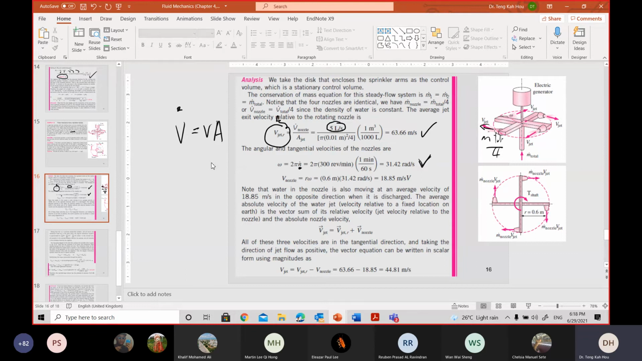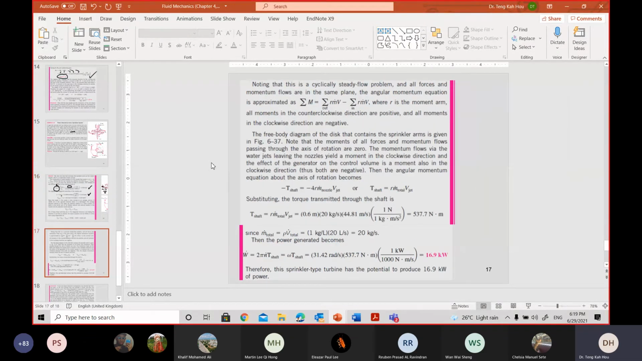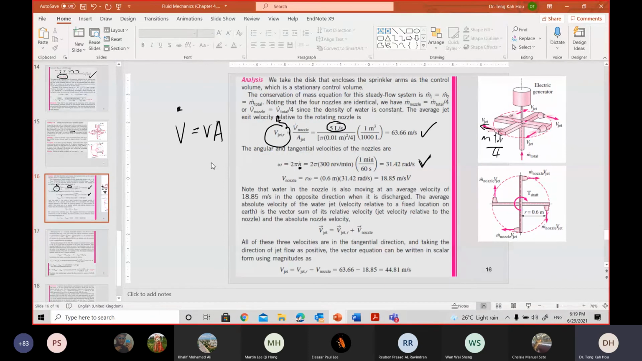Can you understand here? From the question, the sprinkler rotates 300 RPM, and I know that they are going to rotate at 31.42 radians per second. And bear in mind, all these are your assumptions of the directions. There might be a possibility you have a wrong assumption, and that's why you have a negative value, etc. But whatever you assign, you just take it, because at the end you are going to have a minus or positive to represent whether the direction is right or wrong.